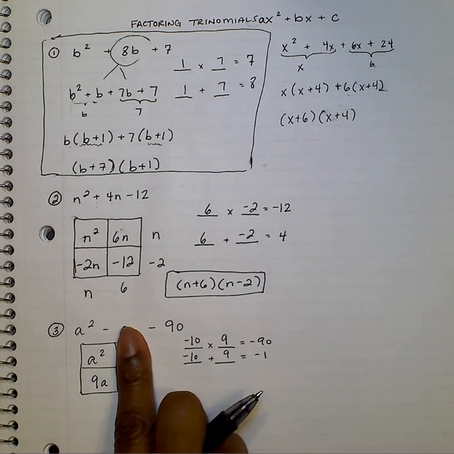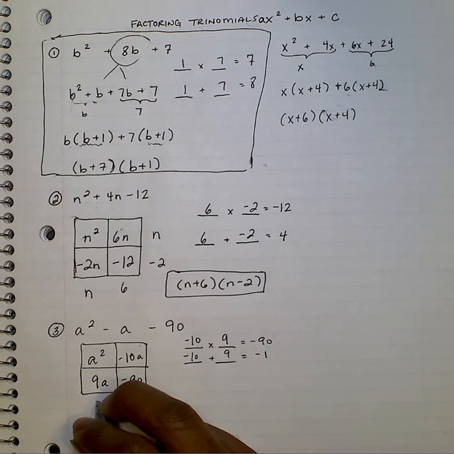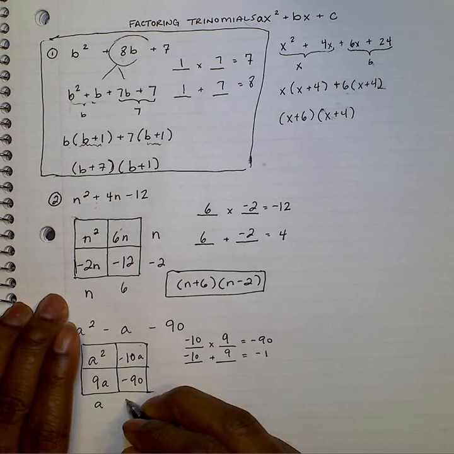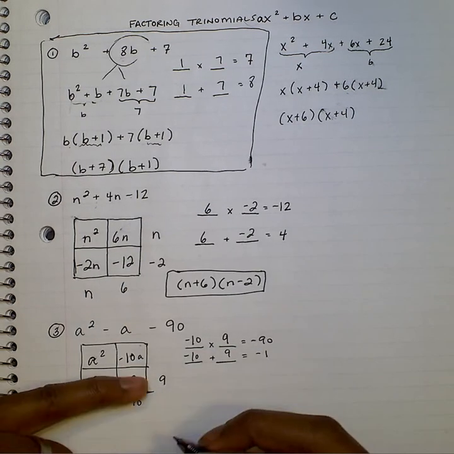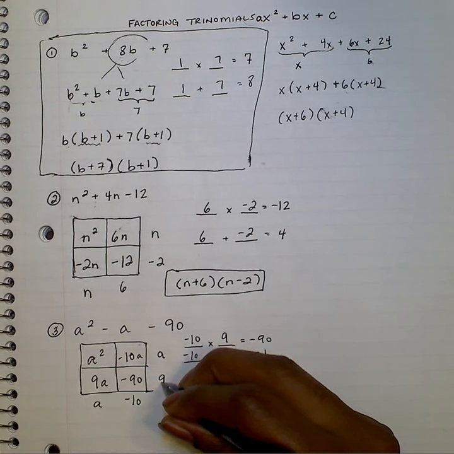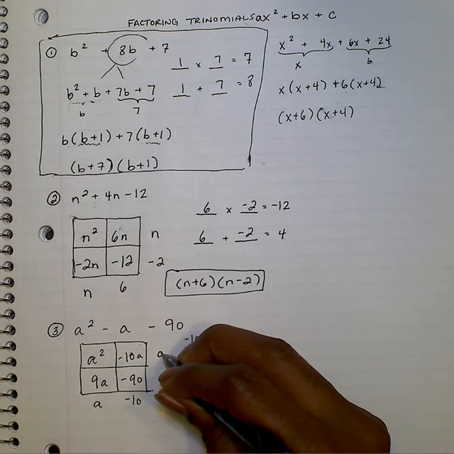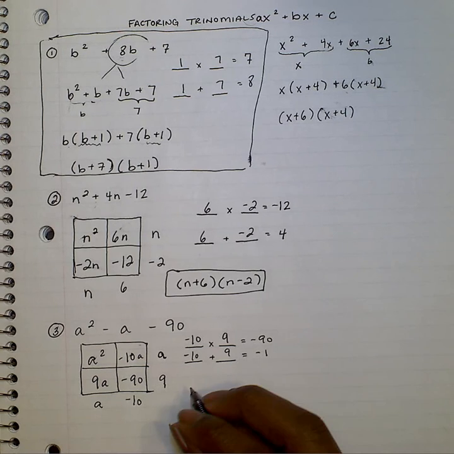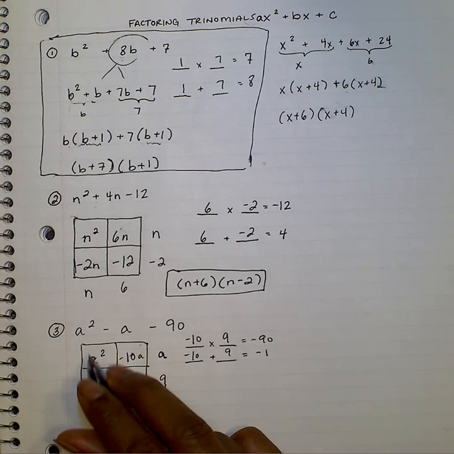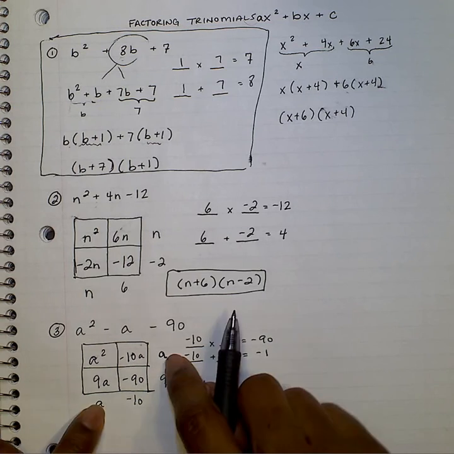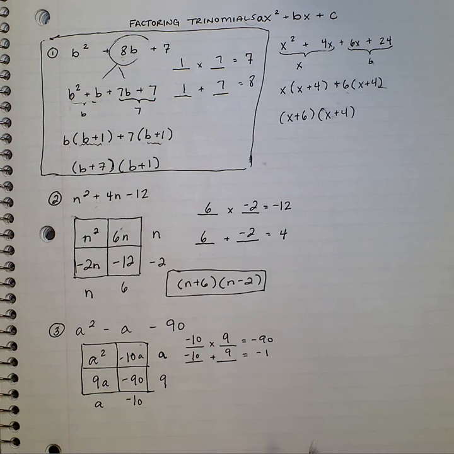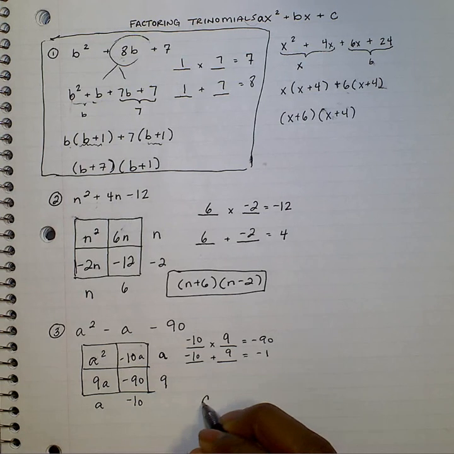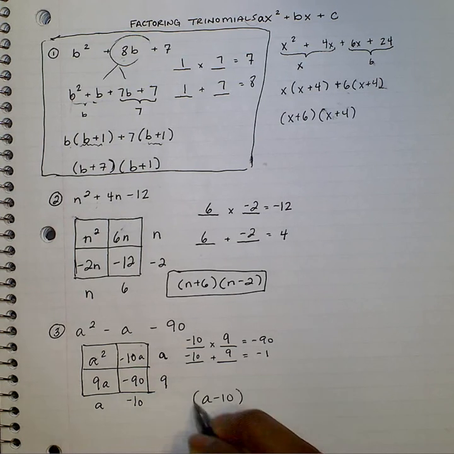Then I go through and get my GCFs. So for a, these are both negative, I'll say negative 10, 9, a. Make sure I know the difference between my 9s and a's. Then I go through and make sure the factors in each of the boxes multiply to give me what's in the box. They do, and that's my answer: a minus 10, a plus 9.